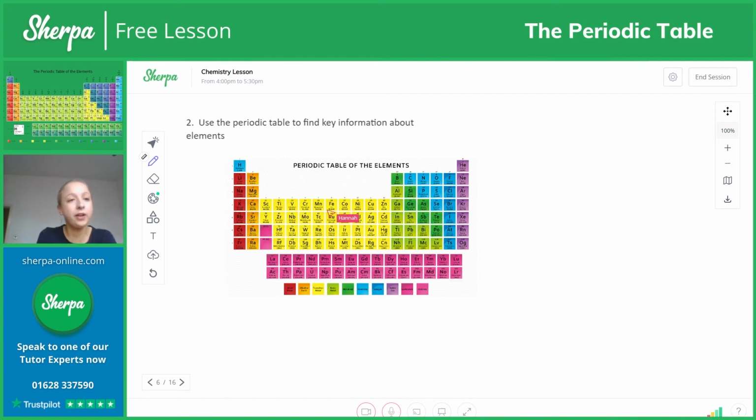So now, hopefully on my screen here, you can see the periodic table. We're going to use the periodic table to find key information about different elements, which you might be asked in exams. This can come up in loads of different ways. It might not say, tell me about hydrogen. It might be a different question, but you need to look at your periodic table to find the information about hydrogen to then answer the question.